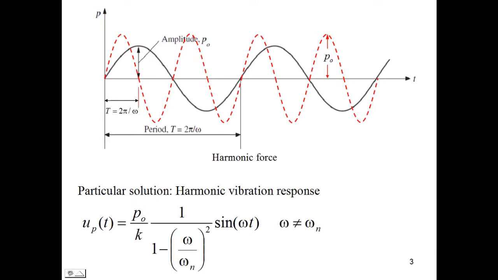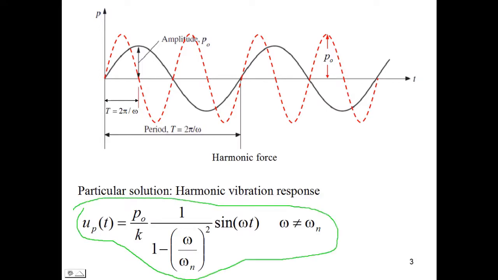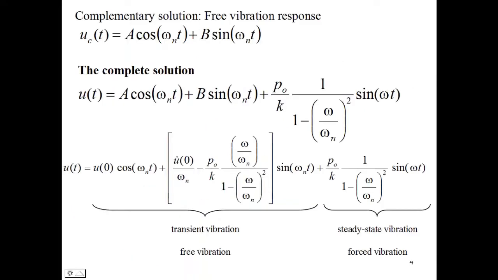It can be shown that the particular solution to the differential equation can be expressed as follows, where omega n is the natural circular frequency of the system. This solution is called the harmonic or forced vibration response. It can also be shown that the complementary solution to the differential equation can be expressed as follows. This solution is called the free vibration response.